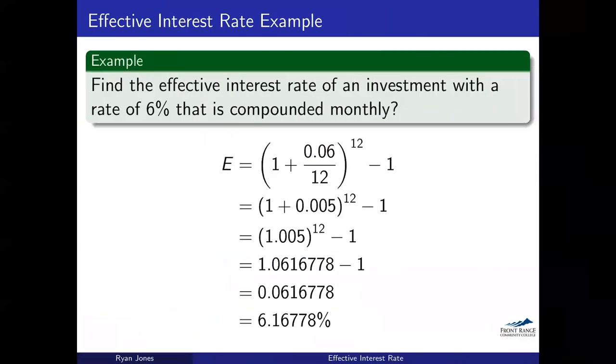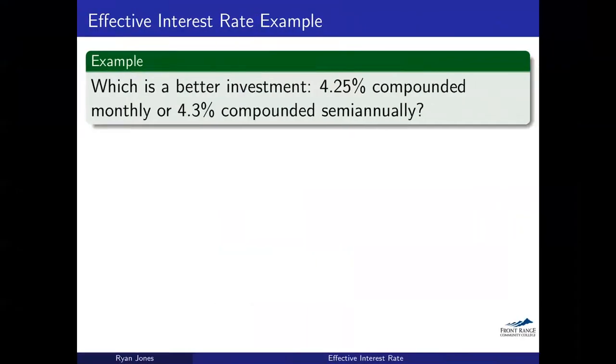Great. So let's go ahead and move on to one last example here. I'm going to ask this: which is a better investment, 4.25% compounded monthly or 4.3% compounded semi-annually? At a very first glance, sort of naively looking at this, one person might say, oh, well, the interest rate is higher here than it is up here. So I want to go with this 4.3% instead of the 4.25%.